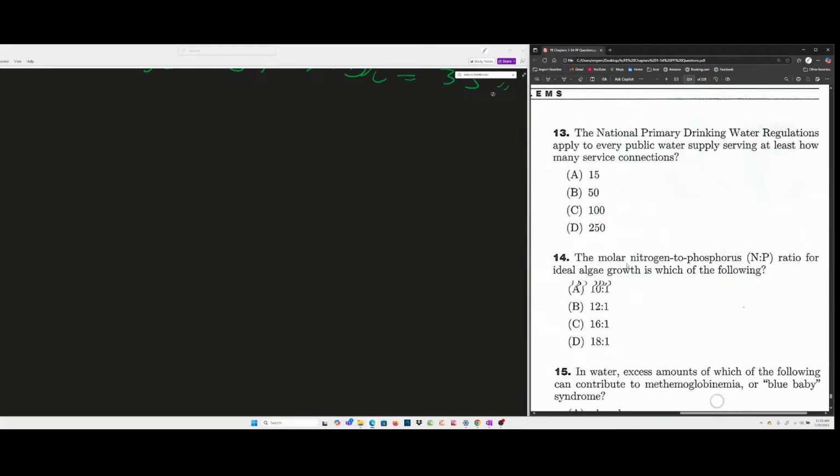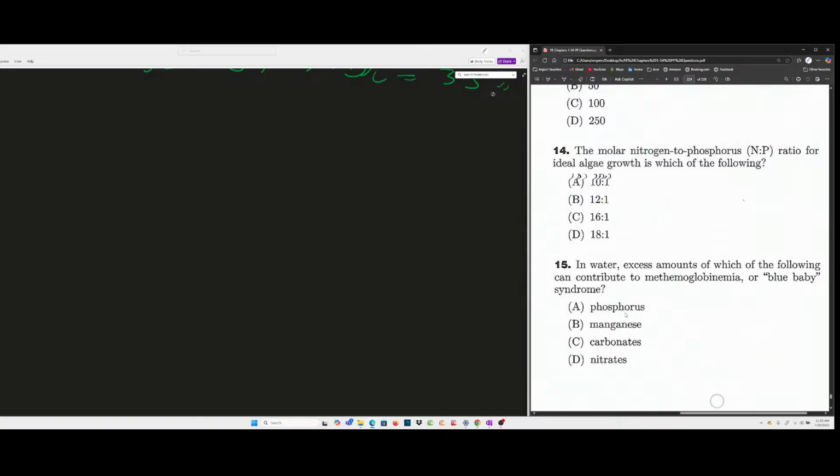So it's A. The molar concentration of nitrogen to phosphorus in algae growth is 16 to 1. It's not 10 to 1, 16 to 1 is the answer, D. These are all theoretical questions, so it's good. In water, excess amount of which of the following can contribute to methemoglobinemia or blue baby? I know blue baby is caused by excess amount of nitrates, so I'm going to go with D. So that is the answer.